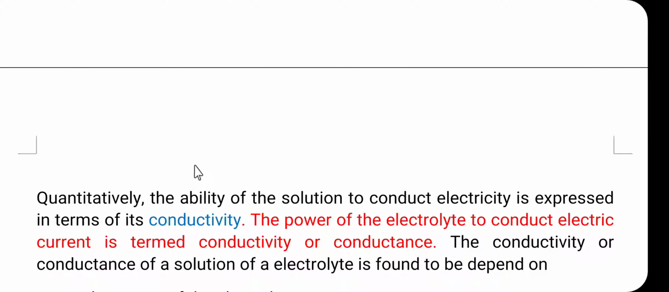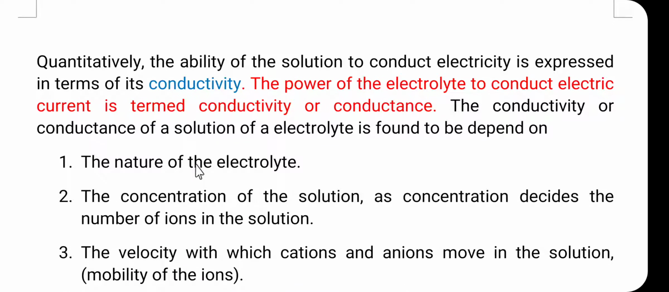Then the next point: what is meant by conductance or conductivity? Generally, quantitatively the ability of the solution to conduct electricity is expressed in terms of the conductivity, and the power of the electrolyte to conduct electric current is termed conductivity or conductance. So this is the definition of the conductance or the conductivity.